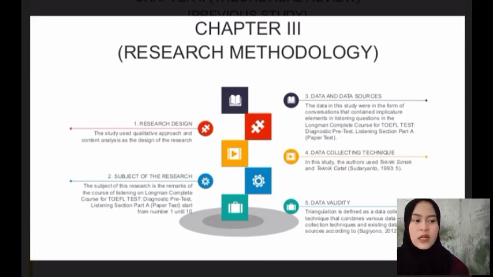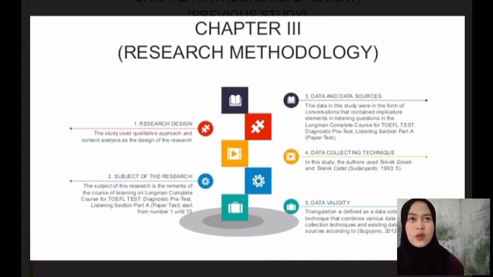So the data collecting technique. I use the data collecting techniques teknik simak and teknik catat, based on Sudaryanto in 1993, page 5. So teknik simak is done by listening to the conversations in the listening questions in Longman Complete Course for TOEFL Test. And then teknik catat is recording the data. So I write down the data related to the object of the research.